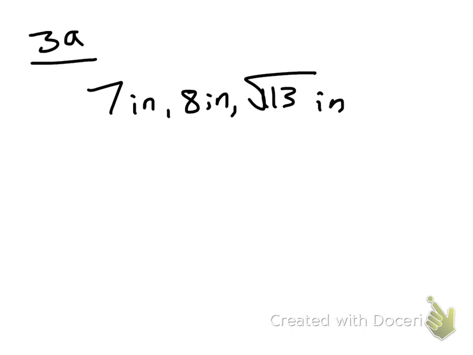If you have 7 inches, 8 inches, and the square root of 113 inches, do those 3 sides make a right triangle? Go ahead and plug it in. Use the converse of the Pythagorean theorem. Determine if it's equal or not. Hit play when you've solved it.